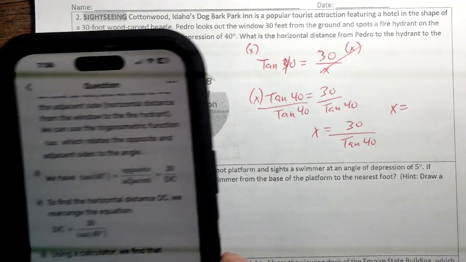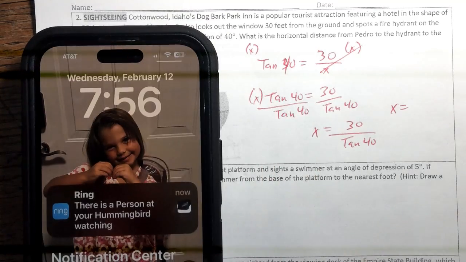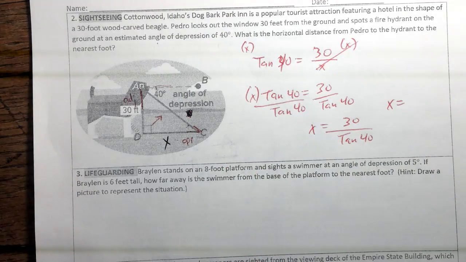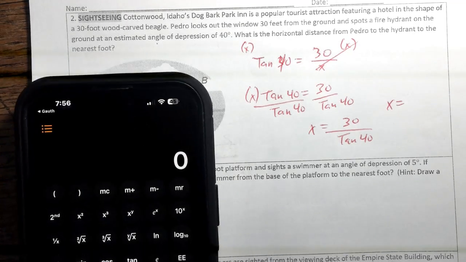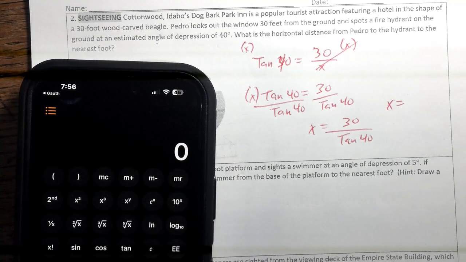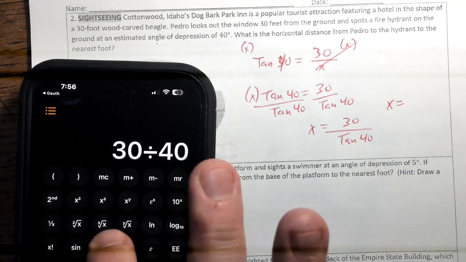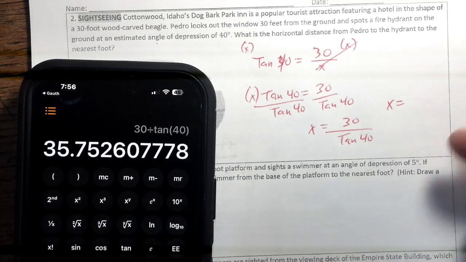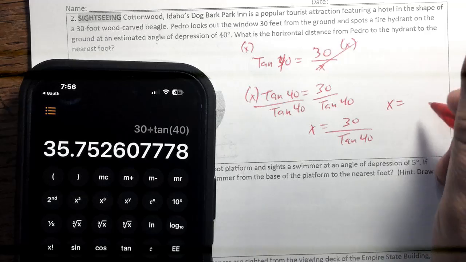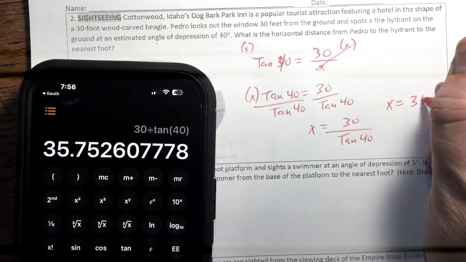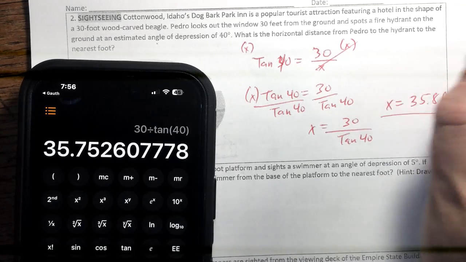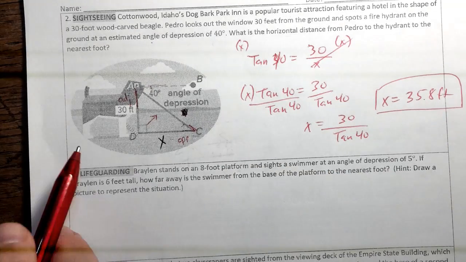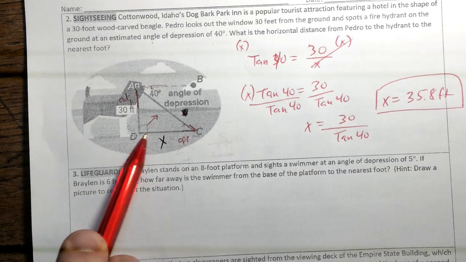So X equals, let's get the, excuse the pause there. Couldn't figure out what I had done, and I was trying to verify I was right. So 30 divided by tan 40 equals 35.75, or we round it up to 35.8 feet. That's how far away from here to here is.